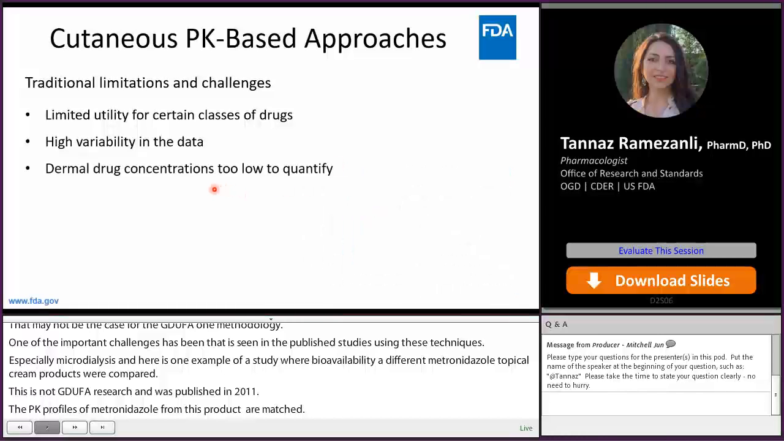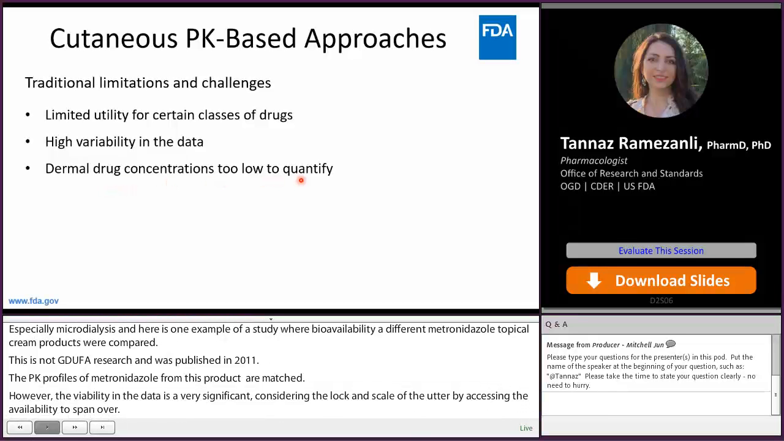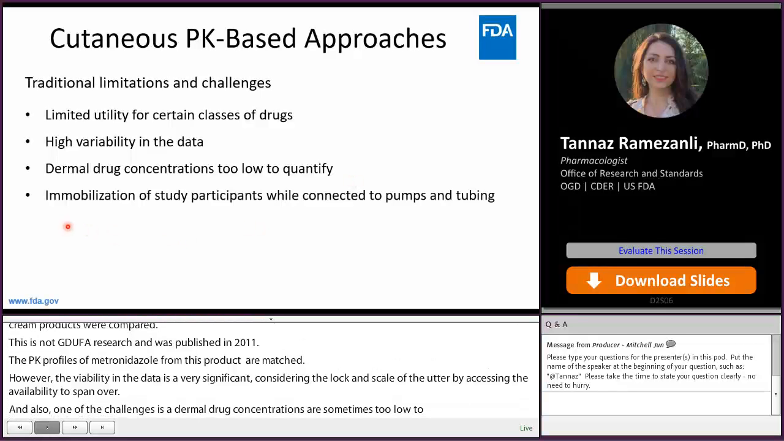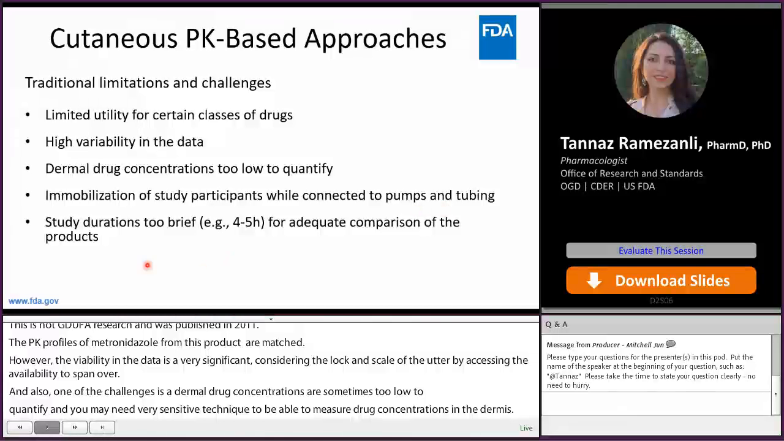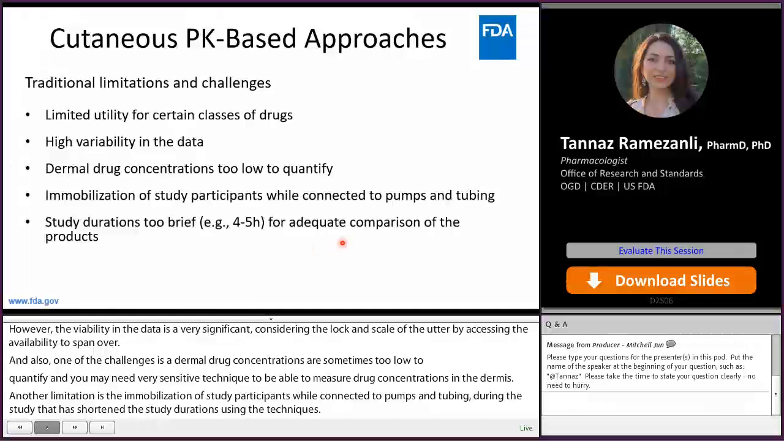Also, one of the challenges is that dermal drug concentrations are sometimes too low to quantify, and you may need a very sensitive bioanalytical technique to be able to measure drug concentrations in the dermis. Another limitation is the immobilization of study participants while connected to large pumps and tubing during the study. That has shortened the study durations using these techniques. For example, most of the published studies with microdialysis were performed for a few hours, which is not enough to adequately compare the PK profiles of two topical products.